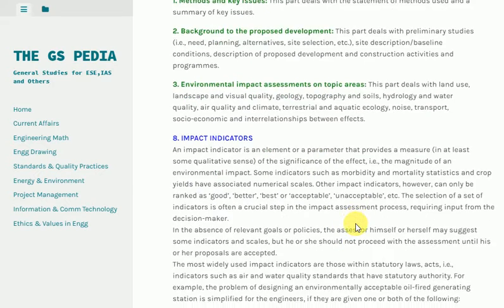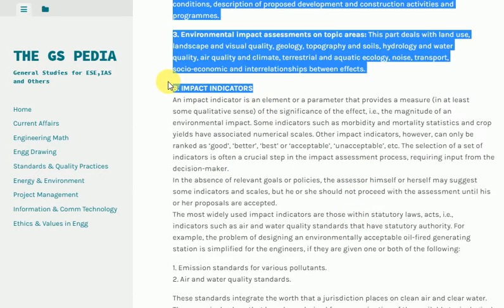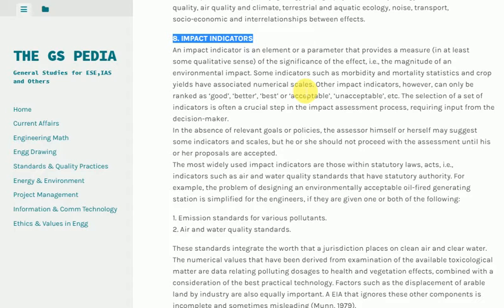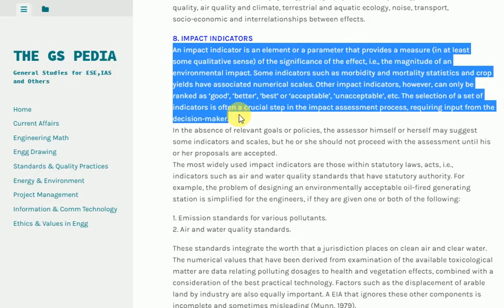8. Impact indicators. An impact indicator is an element or a parameter that provides a measure, in at least some qualitative sense, of the significance of the effect, that is, the magnitude of an environmental impact. Some indicators such as morbidity and mortality statistics and crop yields have associated numerical scales. Other impact indicators, however, can only be ranked as good, better, best or acceptable, unacceptable, etc.